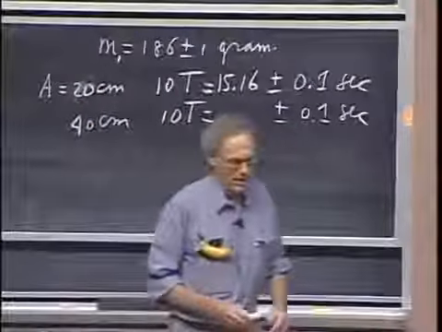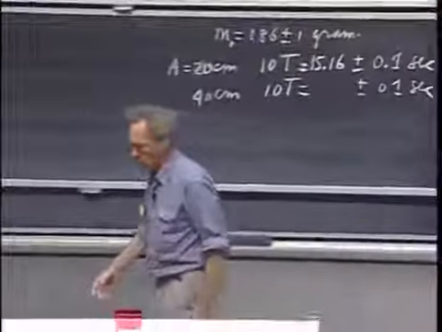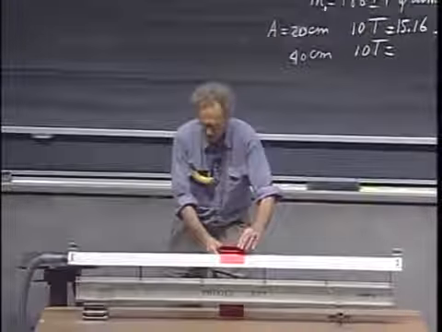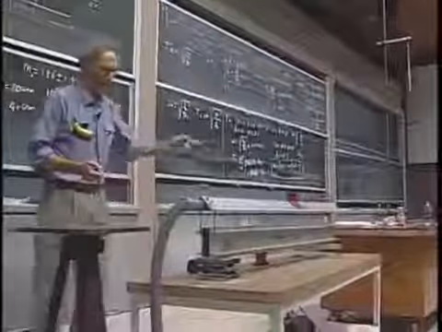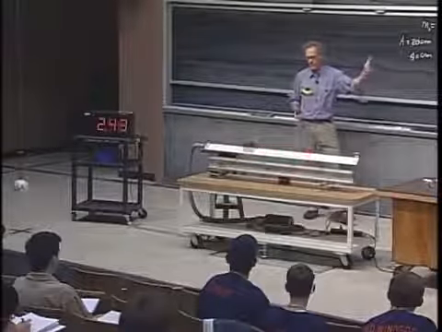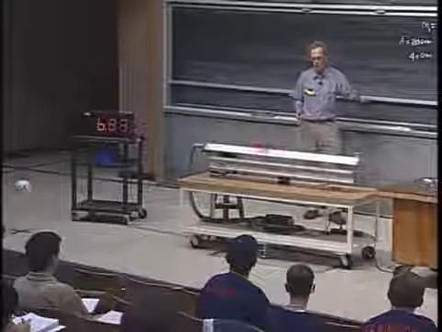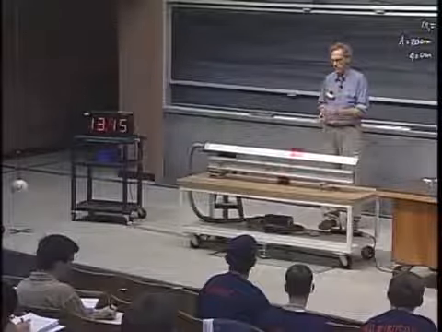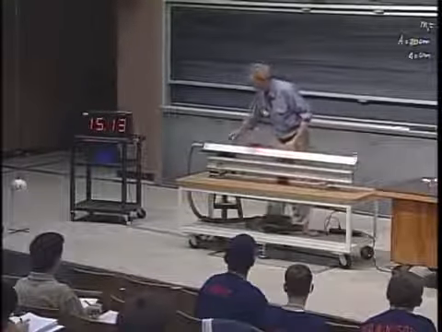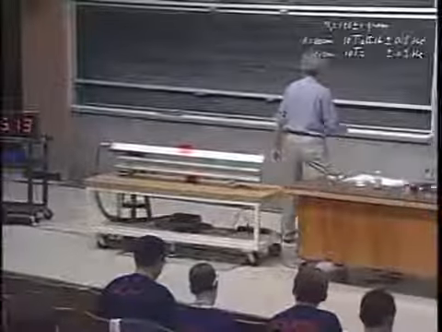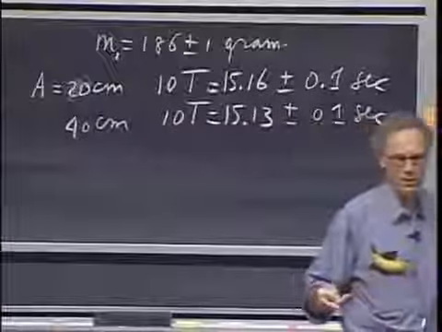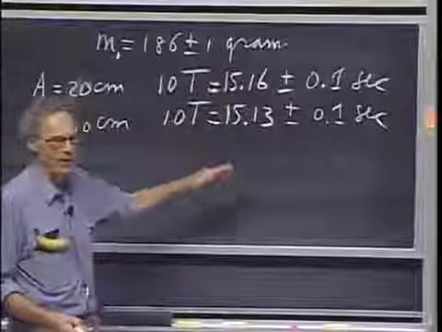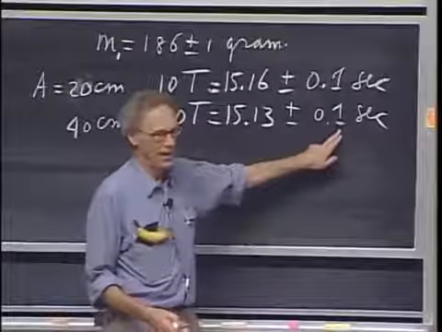Now I'm going to give it a displacement, an amplitude, which is twice as high. So I make it 40 centimeters, a huge displacement. Now, 1, 2, 3, 4, 5, 6, 7, 8, 9, 10. 15.13. Fantastic agreement within the uncertainty of my measurements. In fact, they are within 3/100ths of a second. Of course, if you try it many times, you won't always get that close, because my reaction time is really not much better than 1/10 of a second.